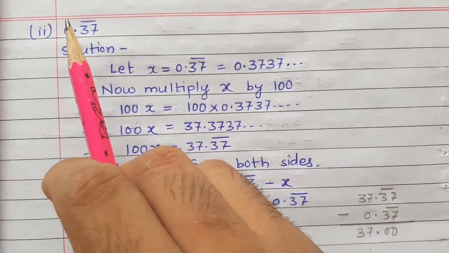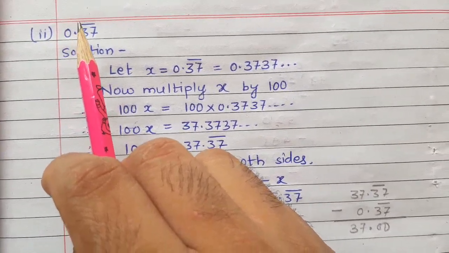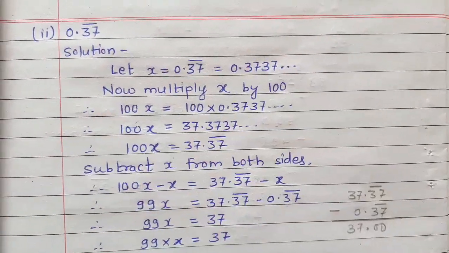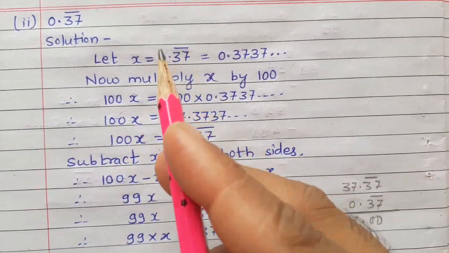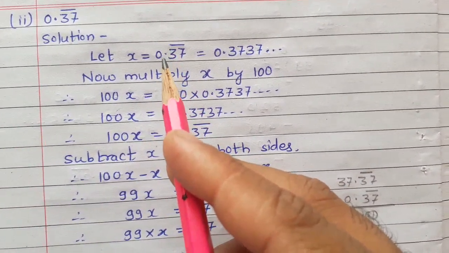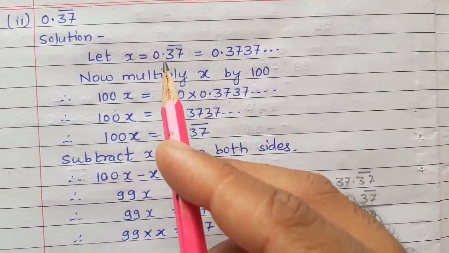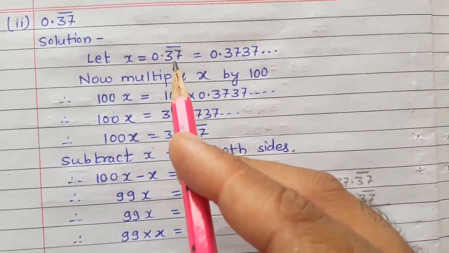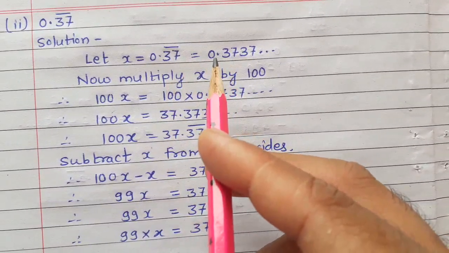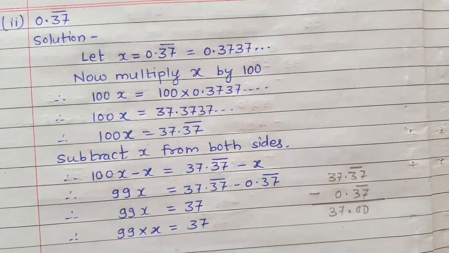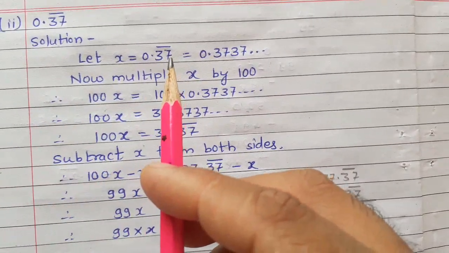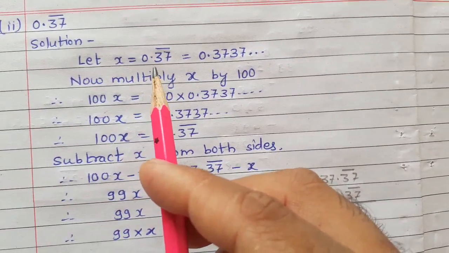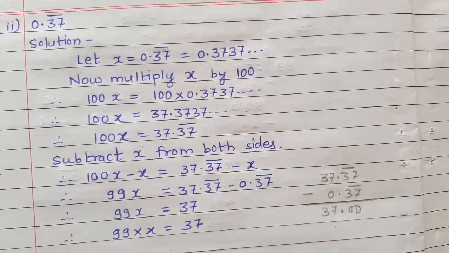Subquestion second, 0.37 bar over 37. Solution. Let x is equal to 0.37 bar over 37. Here the bar is over 3 and 7, so that means the digits 37 are repeating. Therefore after the decimal point, two digits are recurring digits.